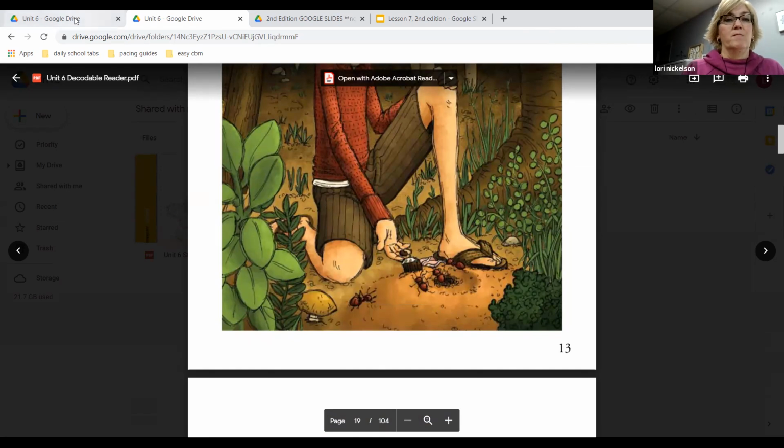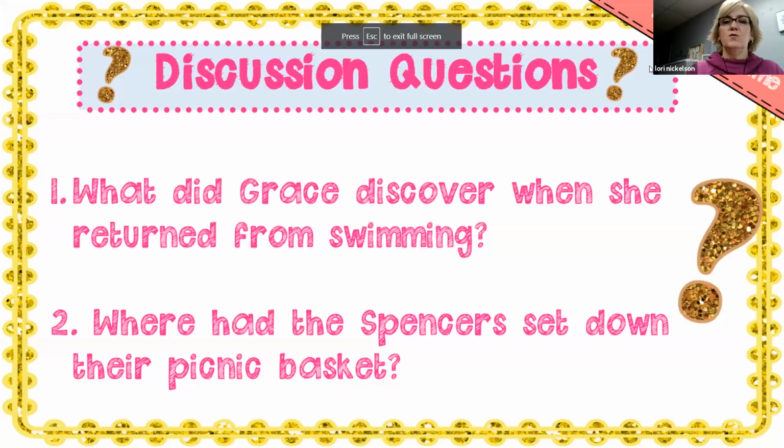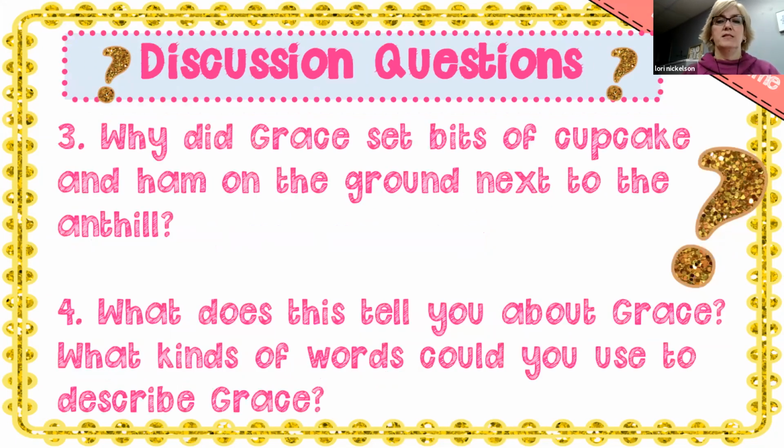Okay, so let's go back over here. Let me hide all these floating bars. Okay, so we've got some discussion questions. What did Grace discover when she returned from swimming? She had ants at her picnic basket, didn't she? Yes. Where had the Spencers set down the picnic basket? Next to a big anthill. Why did Grace set bits of cupcake and ham on the ground next to the anthill? She wanted them to eat too. She gave them food so they wouldn't be hungry.